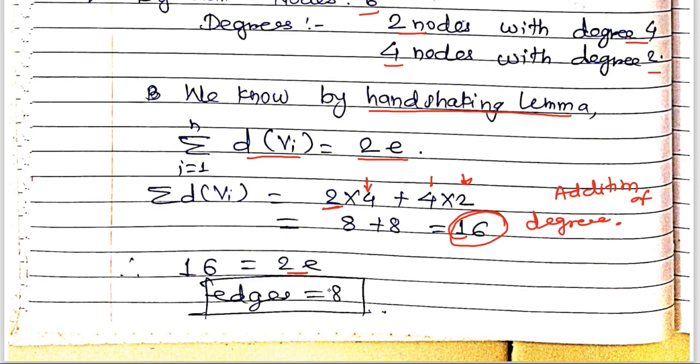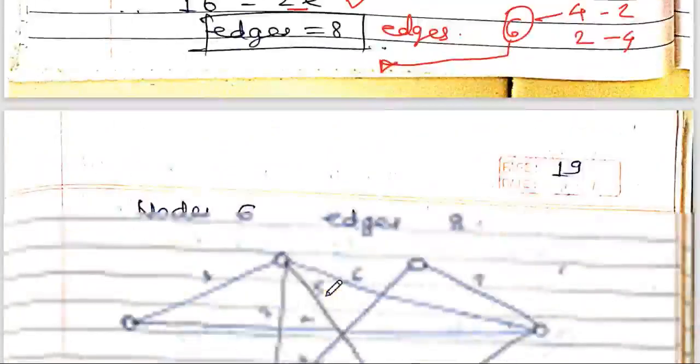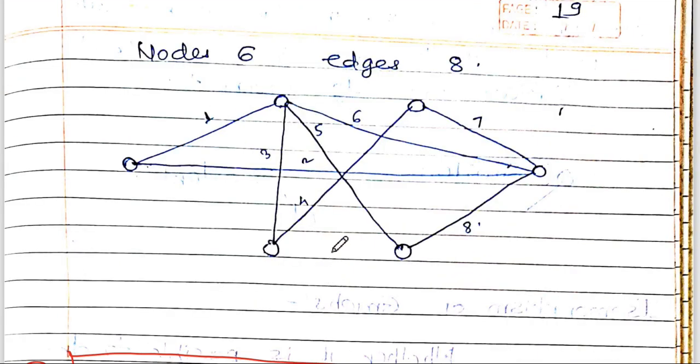This is the fixed formula, the handshaking lemma or handshaking theorem. If you calculate, E is equal to 8. So the number of edges in a graph with 6 nodes, having 4 nodes of degree 2 and 2 nodes of degree 4, is 8. So we have proved that the number of edges in this graph is 8.